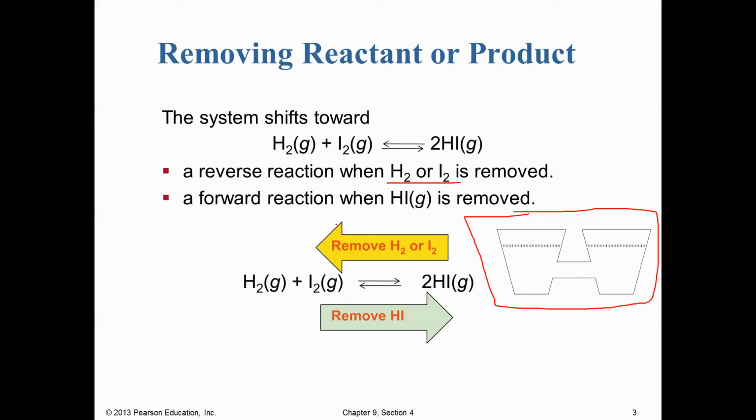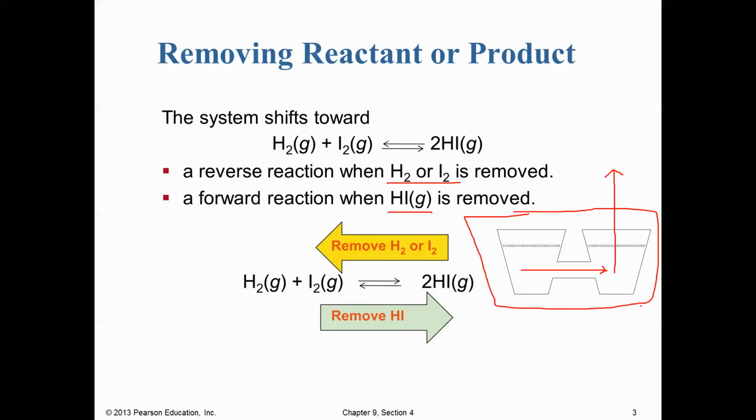All right, now what about if we were to remove product? If we remove product, we're going to have to replace that product that's been removed. And so in this case, we'd have to flow towards the right, or towards the product side, in order to replace that product that's been removed.